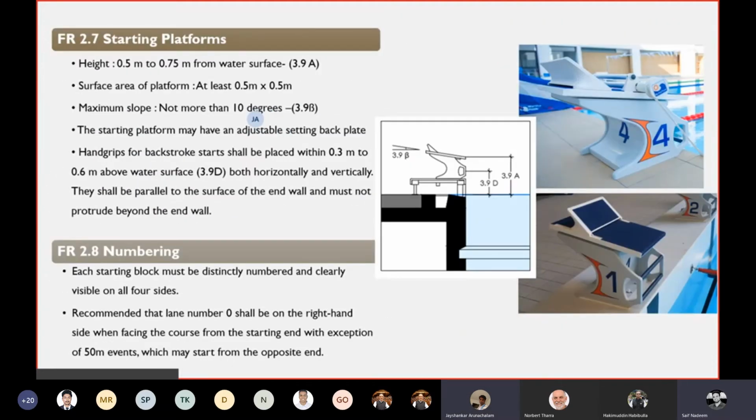Moving next, starting platform. This is again a part of the FINA guideline. The height of the starting block, from here to here, should not extend beyond 0.5 to 0.75, which is 3.9A. The surface area of the platform, that is the top of the platform, should not be more than 0.5 by 0.5. The maximum slope, the 3.9 beta, should not be more than 10 degrees. The starting block should have a setting backplate. The hand grips, again the 3.9D, should be within 0.3 to 0.6. Then the numbering has to be distinctly visible, the way it shows in the image. So this is on the starting platforms.